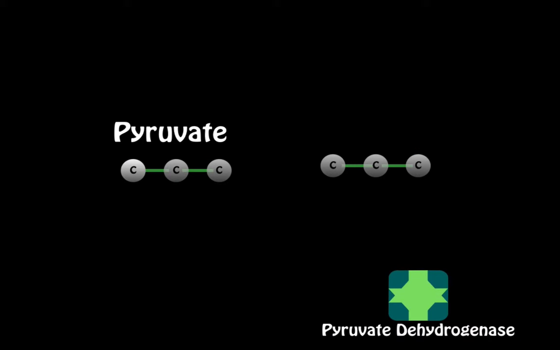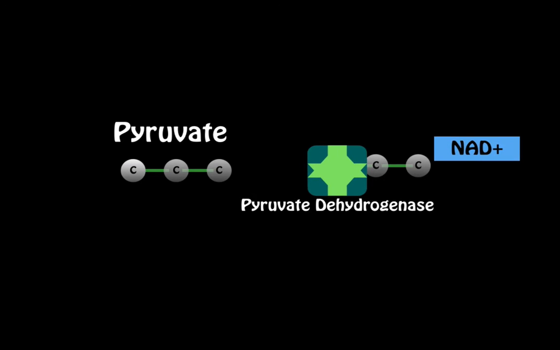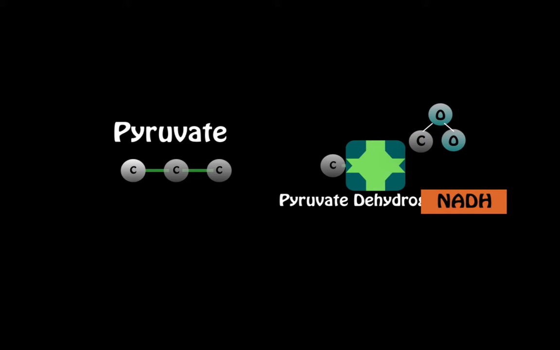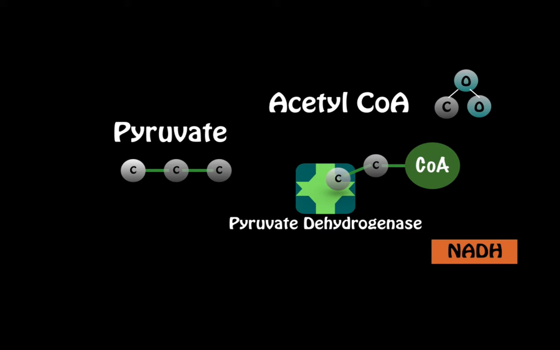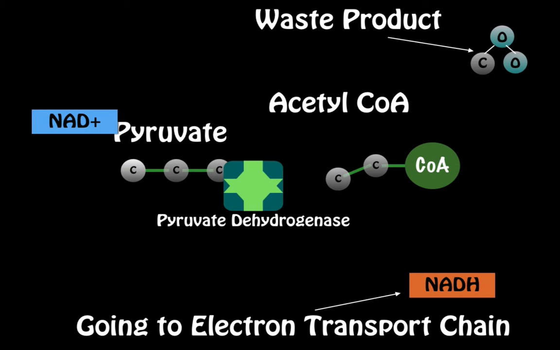So with pyruvate, we have pyruvate dehydrogenase, okay? In conjunction with NAD, a high energy electron is stripped away from pyruvate, and pyruvate dehydrogenase aids in extracting a carbon from the 3-carbon molecule, turning it into a 2-carbon molecule. And then a coenzyme attaches itself to this acetyl group, which is the 2-carbon group right here. So we end up with acetyl coenzyme A, which is now ready to enter the Krebs cycle, with carbon dioxide as a waste product and NADH ready to go into the electron transport chain.